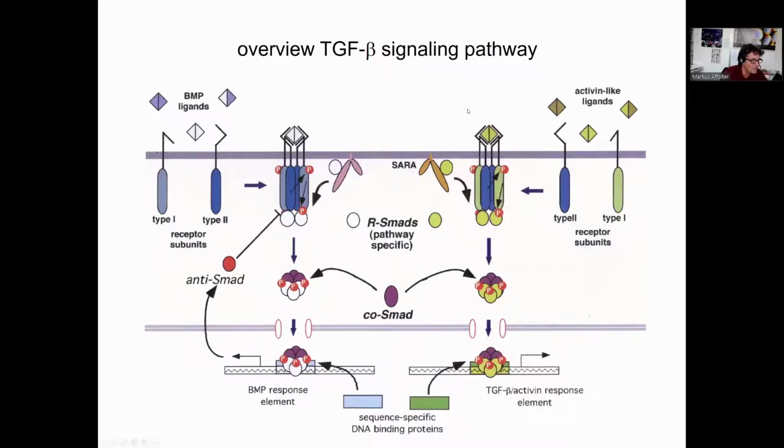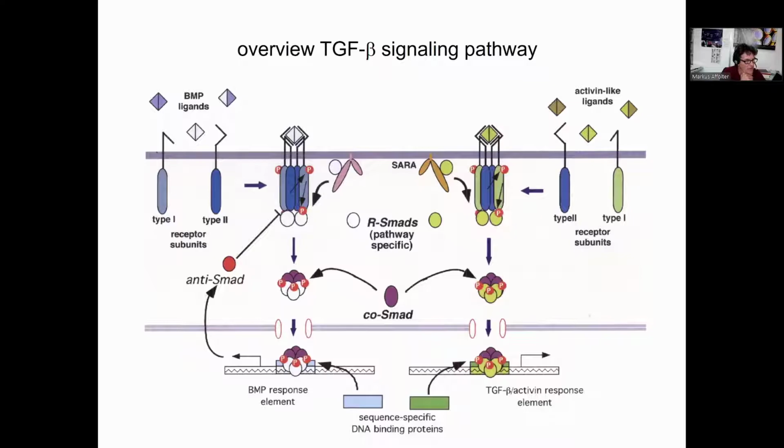So with these dimers, they swim around the cell, and if a cell has receptors for TGF-beta ligands or for BMP ligands, then the ligand will bring two types of receptor in close proximity, a type 1 and the type 2 receptors. Now, for many signaling systems, the receptors are exquisitely expressed in a few specific cells. So only some cells can respond to some of the ligands.